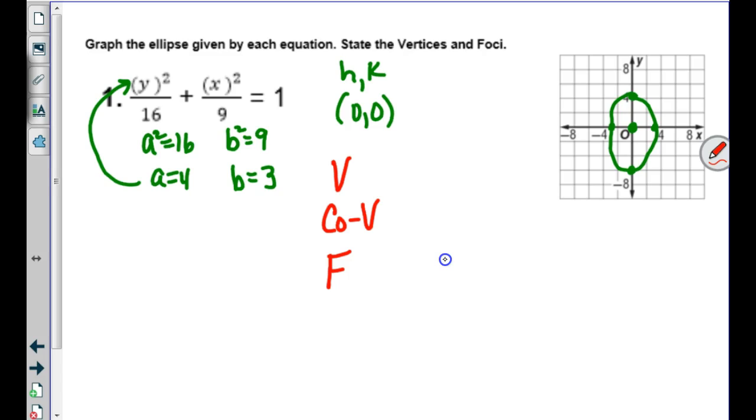Which one am I using on my sheet? The one on the left or the one on the right? The recipe's on the left or on the right? On the right. Yes, I am using the ones on the right because the bigger number was under the y. So it says, for vertices, it says h, comma k plus or minus a. So 0, comma 0 plus or minus what? A, which is 4, yes. So since there's nothing to add it on to, we'd have 0, 4, and 0, negative 4. Did I draw mine wrong?